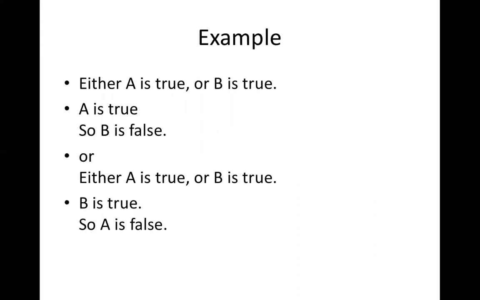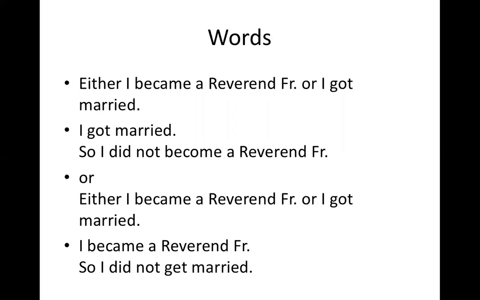Now look at this. Either A is true or B is true. A is true, so B is false. Or either A is true or B is true. B is true, so A is false. Now look at it. If one of them is true, then the other must be false.